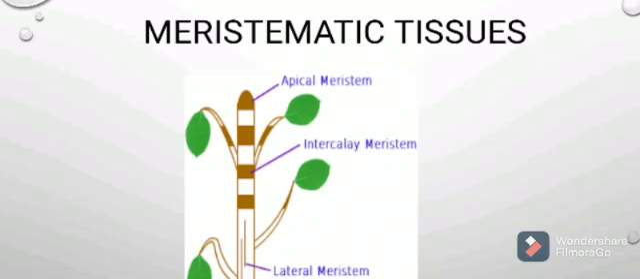Classification of meristematic tissues on the basis of origin: primary and secondary. Classification of meristematic tissues on the basis of location: apical meristematic, lateral meristematic, intercalary meristematic.